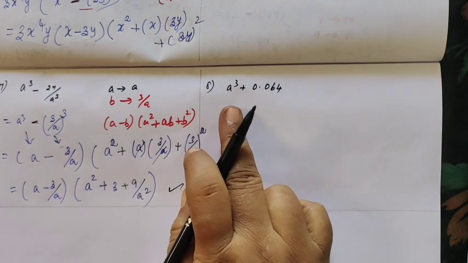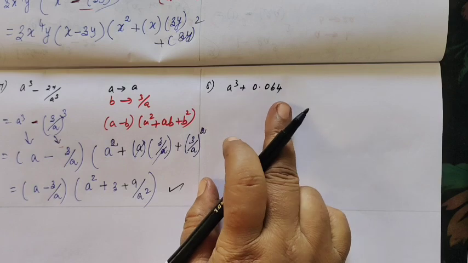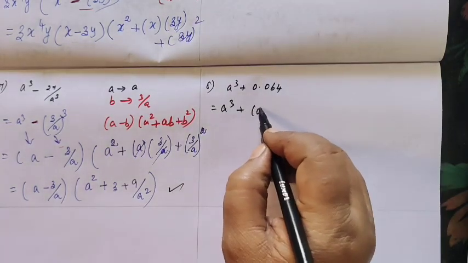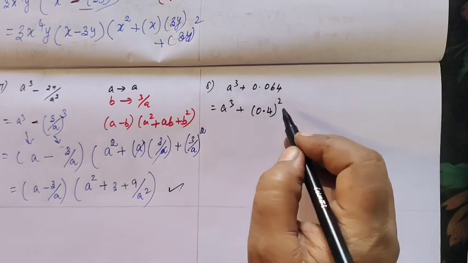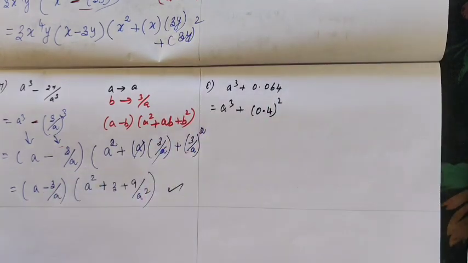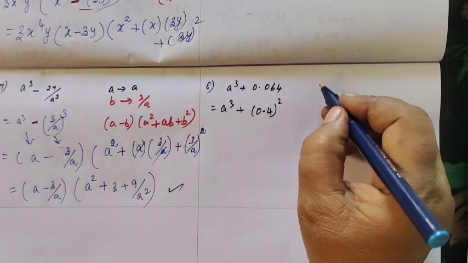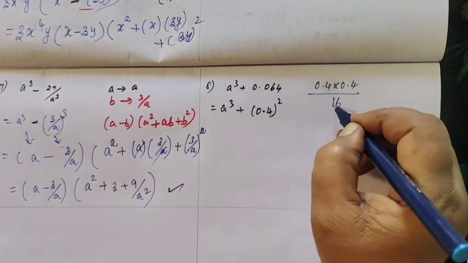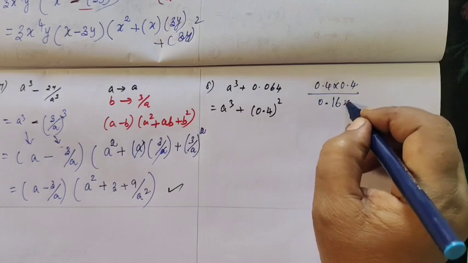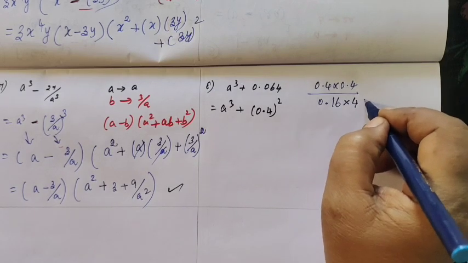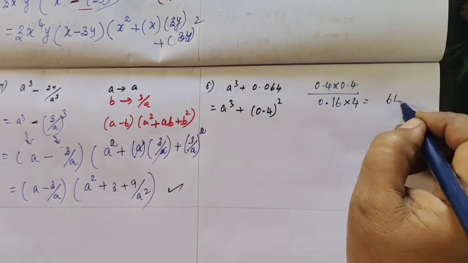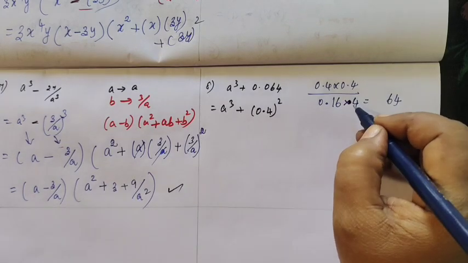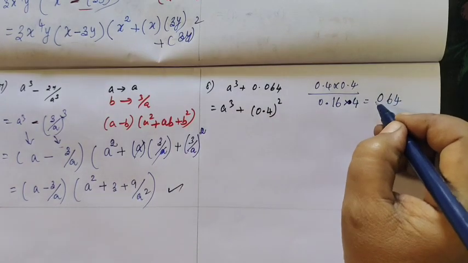Now question number 8. a cube plus 0.064. This can be written as a cube plus (0.4) the whole cube. So when you expand 0.4 into 0.4, 0.16, then into 4, 64, you have the point there, right? So after 3 digits you have to put the point.